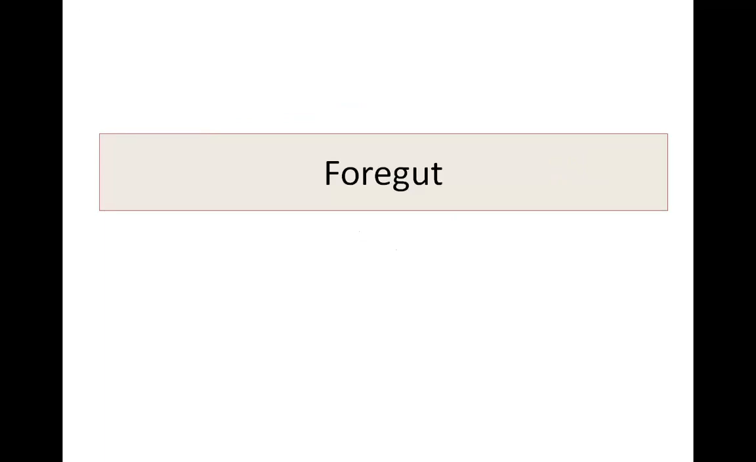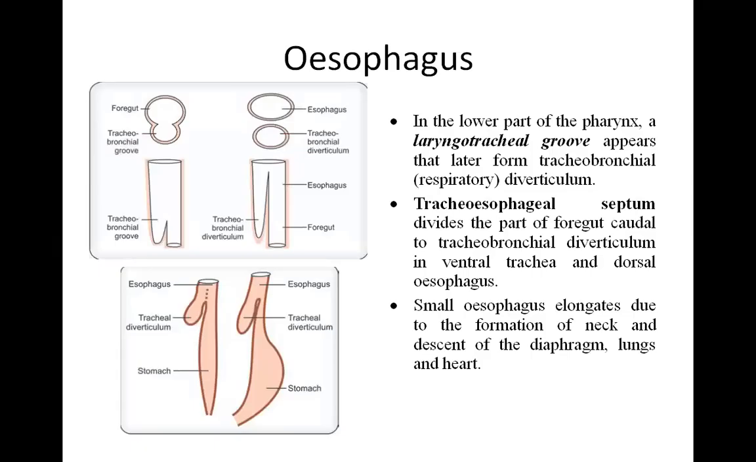So now we'll start with the development of the foregut. In this section, I'll be dealing only with the development of esophagus. So firstly, the esophagus develops. In the lower part of the pharynx, you can see there is an appearance of the laryngotracheal groove that will later form the tracheobronchial diverticulum. This is the tracheobronchial diverticulum.